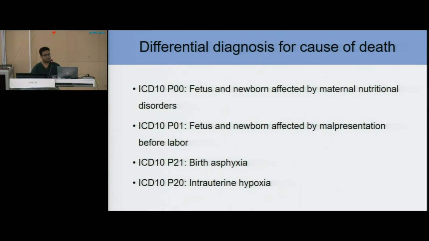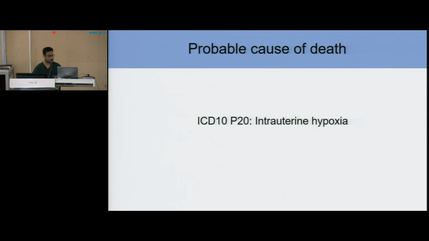Second one, fetus and newborn affected by malpresentation before labor. Though the baby was in breech presentation, the mode of delivery was cesarean section. So this was also ruled out because it was not normal vaginal delivery that could have given rise to some complications. Moving to birth asphyxia, this was also ruled out because it was a tertiary care hospital and mode of delivery was cesarean section. In cesarean section, there is almost nil probability of having birth asphyxia. So, we are settling with intrauterine hypoxia. This could be the probable cause of death.